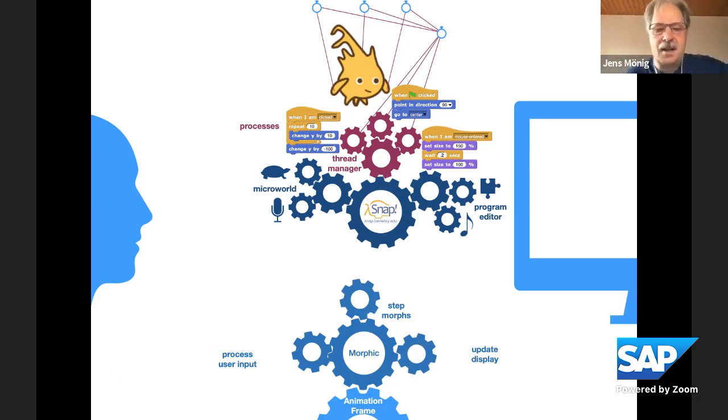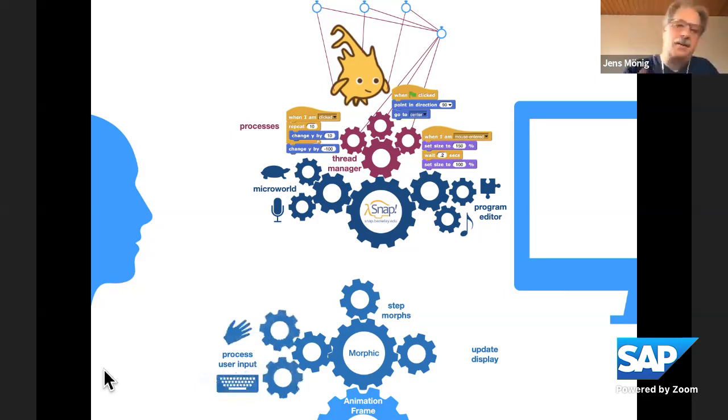And Morphic really just plugs into the animation frame and, at every frame, it does three things. It processes user input, it steps through all the other morphs, all the visual components in a world, and then it updates the display. When it processes user input, basically there are two ways in which the user can interact: through mouse or touch device and through keyboard entry.